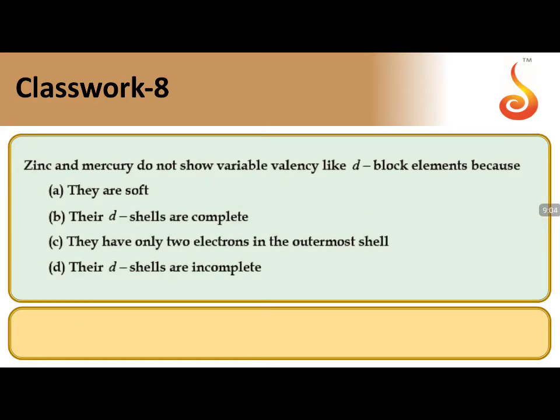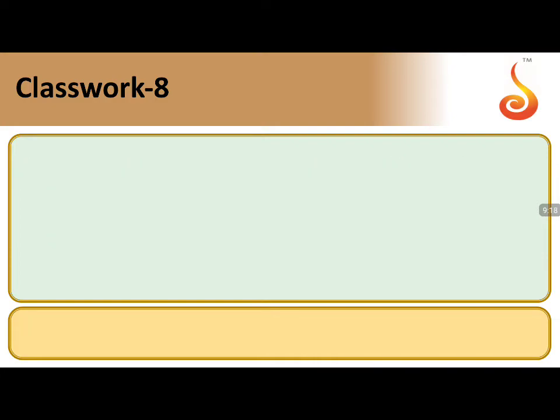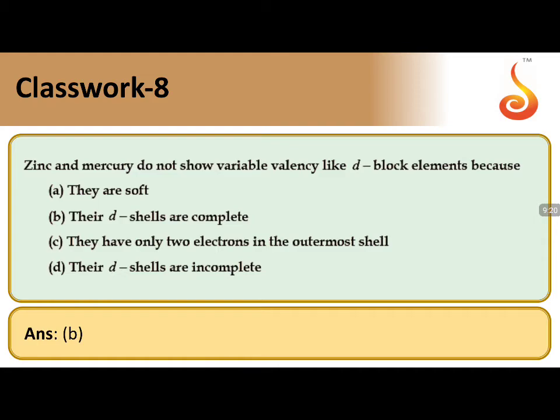So coming to the eighth question, zinc and mercury do not show variable valency like d block elements. Reason simple, as we have said, they have completely filled d subshell. That is the only option we can say, because they are not showing any transition properties. They lack transitional behavior. So the answer should be option B.